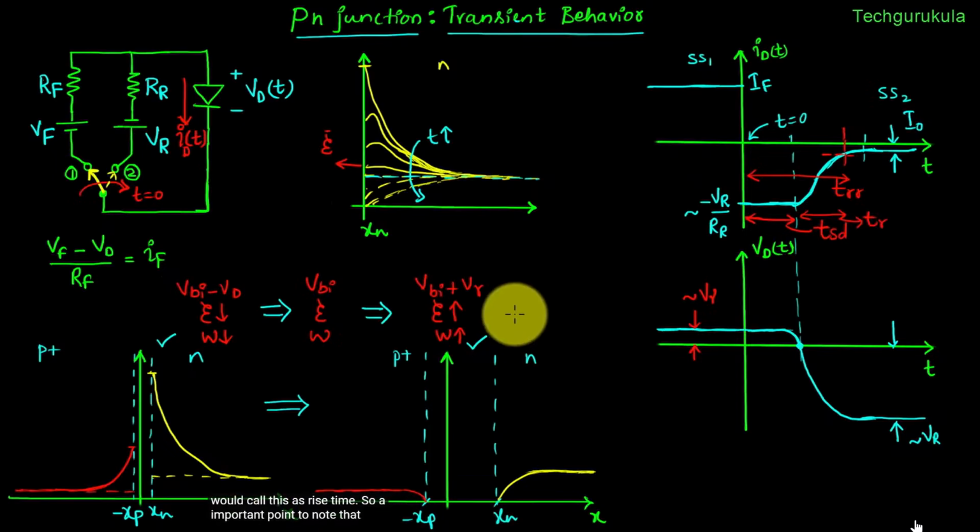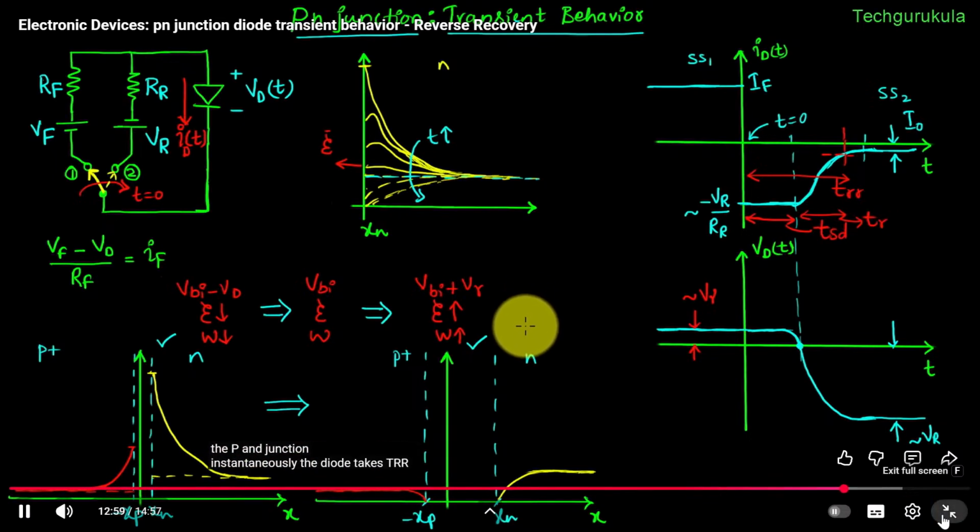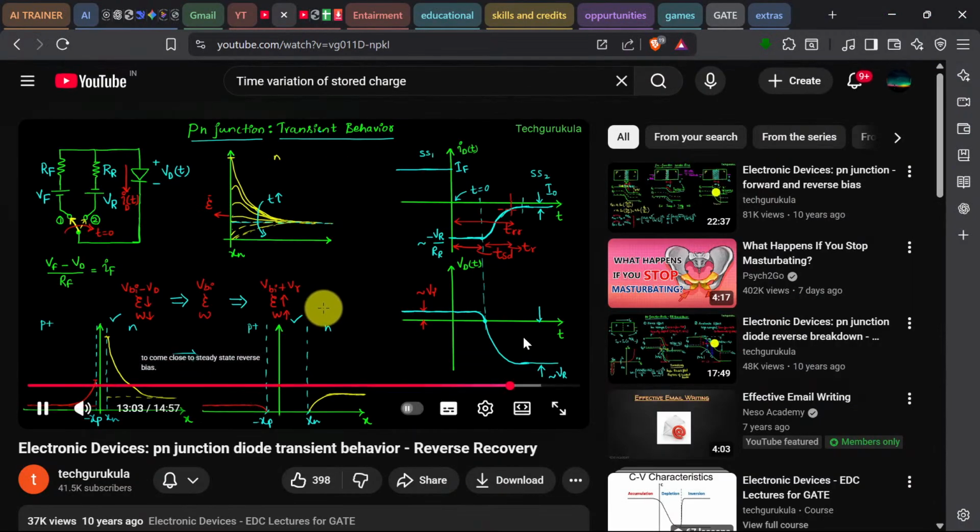So an important point to note that even though we switched the potential supplied for the PN junction instantaneously, the diode takes TRR time to come close to steady state reverse bias. Because of the presence of the injected carriers in the forward bias, the diode takes quite a bit of time to actually remove them to actually come to the reverse bias condition.